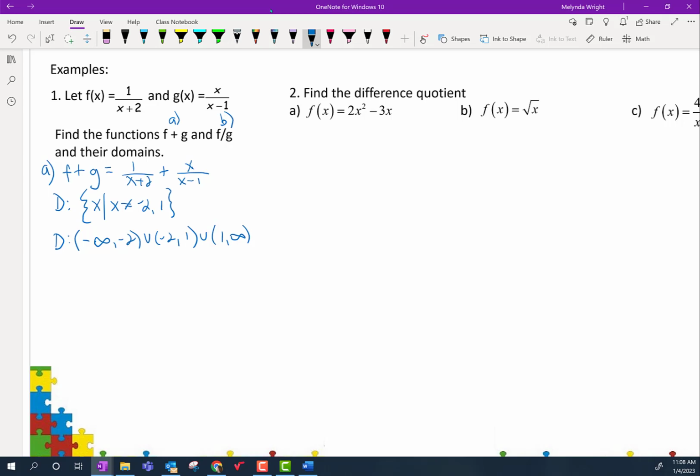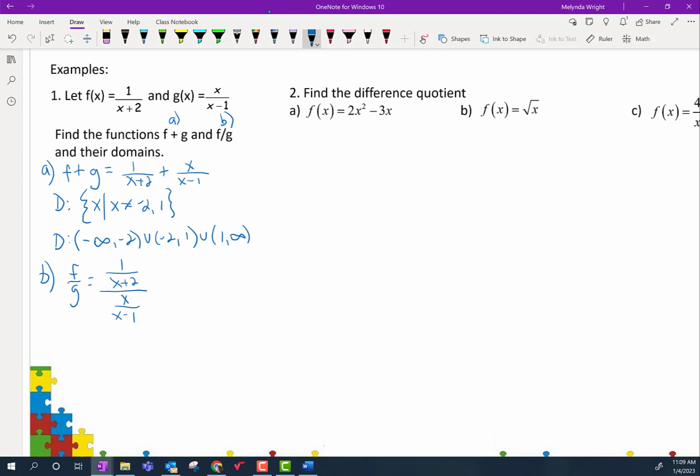All right, questions so far? So we've just added two functions together. All right, so now let's divide them. All right, so we'll call this part B. We're going to divide them. They want us to do f divided by g. So f is the 1 over x plus 2, and g is the x over x minus 1.